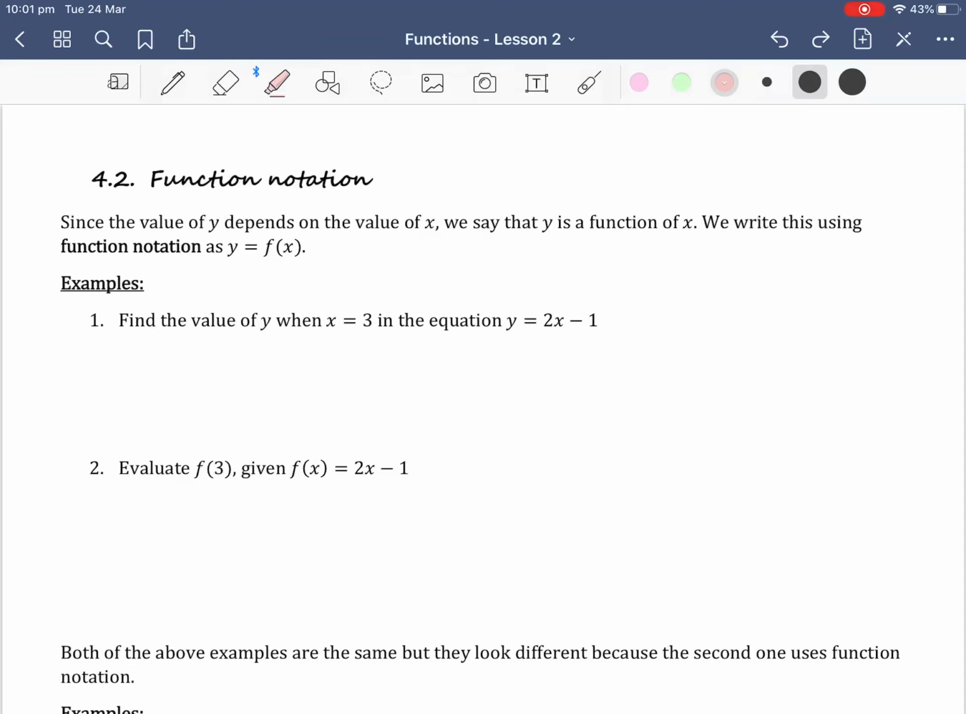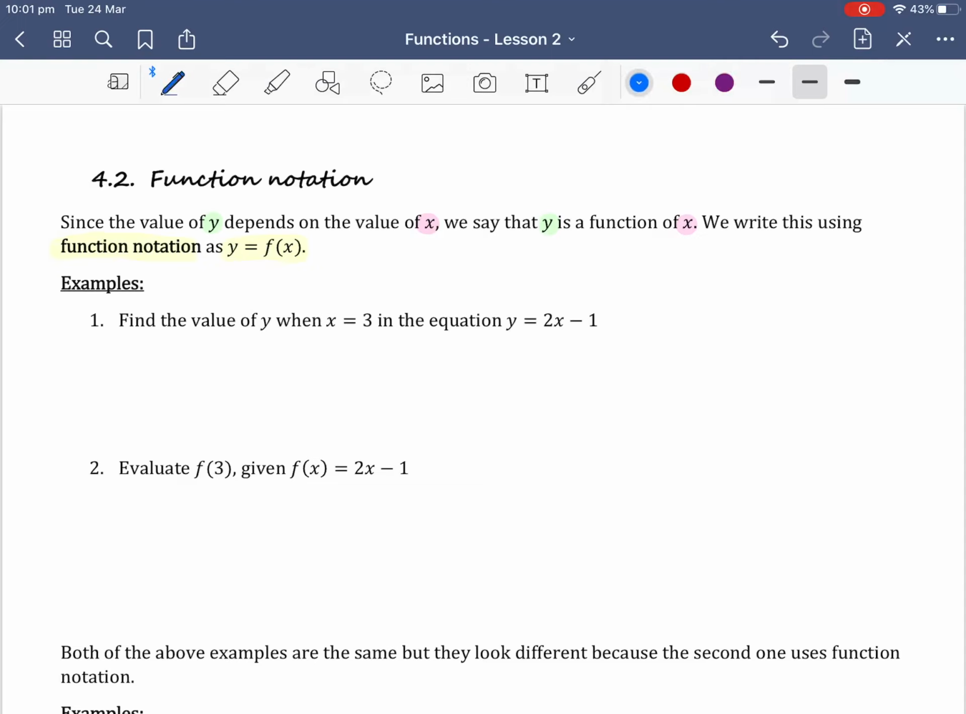Today we're doing the second exercise in the topic of functions, which is function notation. Since the value of y depends on the value of x, we say that y is a function of x, and we write this using the function notation as y equals f of x. So y equals f of x is our function notation. Again, since the value of y depends on the value of x, we say that y is a function of x, where our f stands for function in this case.